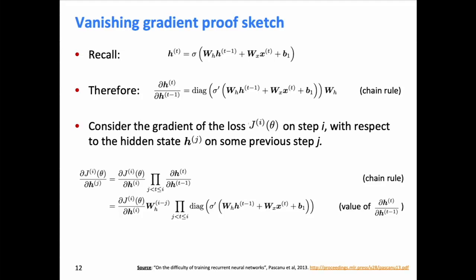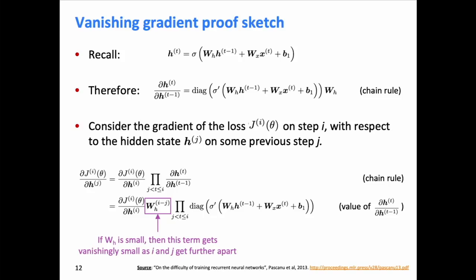Okay, and then given that we figured out what is dht by dht minus 1 further up the slide, we can just substitute that in. So what we're finding is that this overall gradient that we're interested in has this term wh, the weight matrix, multiplied by itself i minus j times, because there are i minus j many steps between step j and step i, which is the distance that we're traveling with this gradient. The big problem here is if this weight matrix wh is small, then this term is going to get vanishingly small, exponentially small, as i and j get further apart.